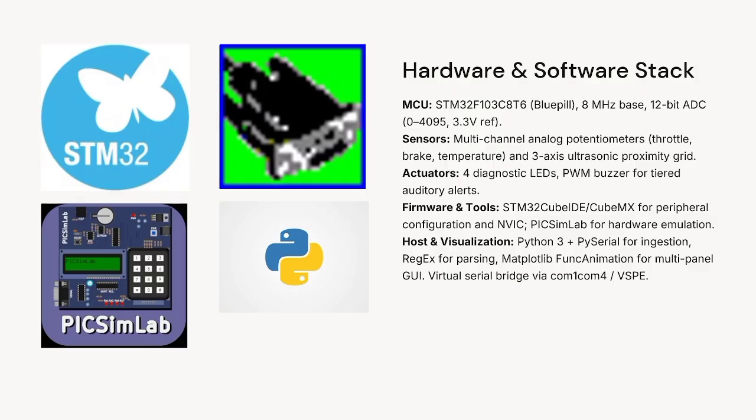And the hardware and software stack. Here we are using the MCU STM32F103C8T6 microcontroller, called Blue Pill. It works on an 8 MHz base and a 12-bit ADC converter. The sensors include multi-channel analog potentiometers for throttle control, brake and temperature changing, and a 3-axis ultrasonic proximity grid for finding front, right and left.